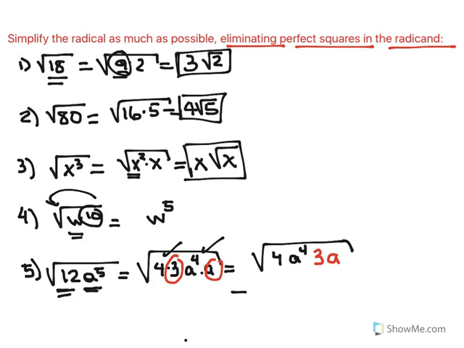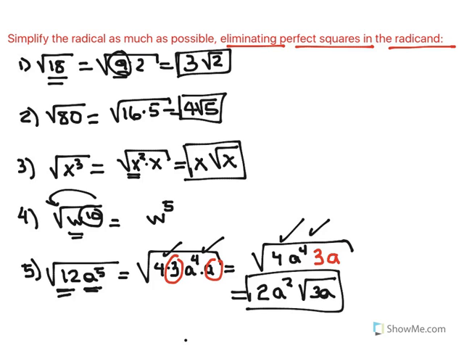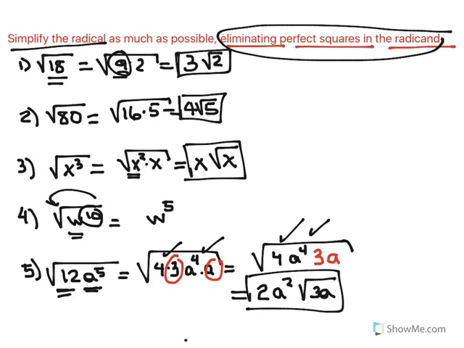Okay? So what I have now is this comes out, this comes out. The square root of 4 is 2. The square root of a to the 4 is a squared. And then I'm left with the radical 3a. 2a squared radical 3a, or square root of 3a. Okay? So remember, when we simplify the radical, we try to eliminate perfect squares in the radical.